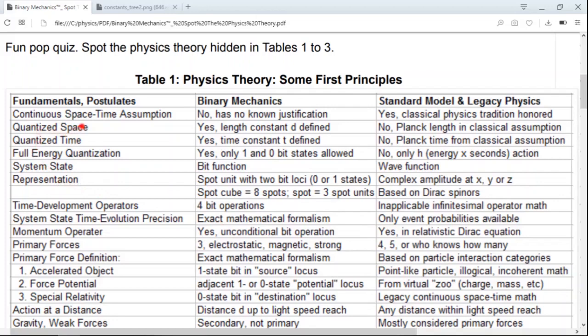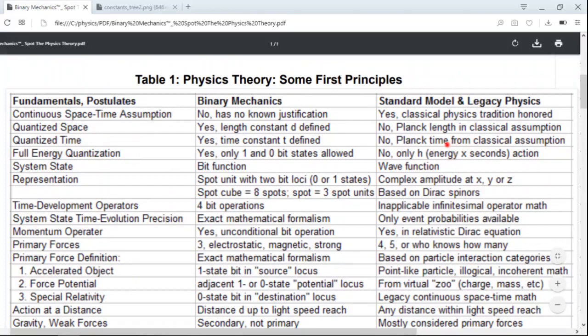Let's start with the continuous space-time assumption. Yes, in classical physics, this tradition is honored all the way up to the standard model. In binary mechanics, it is thought that this has no known justification other than tradition and superstition. So what do we do? We've quantized space, time, and energy, full energy quantization.